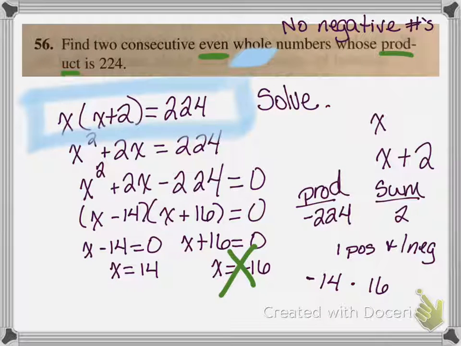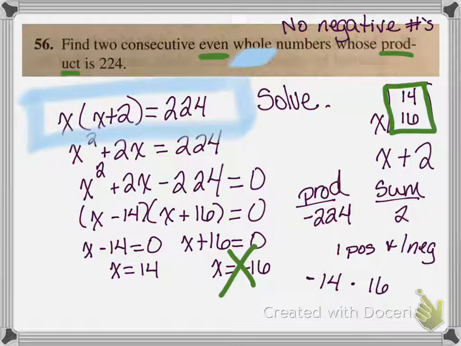Now, if x equals 14, so right here, I have that x equals 14. If x is 14, what's x plus 2? I heard it. 16. Okay, so my two consecutive even whole numbers, whose product is 224, are 16 and 14. Now, I realize that if you had enough time, you could figure that out just by guessing and checking.